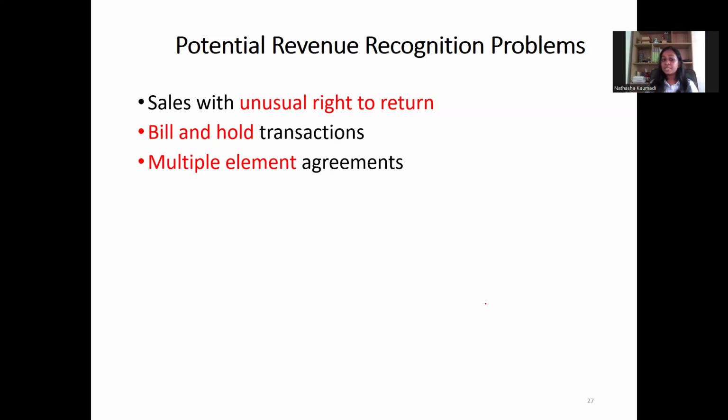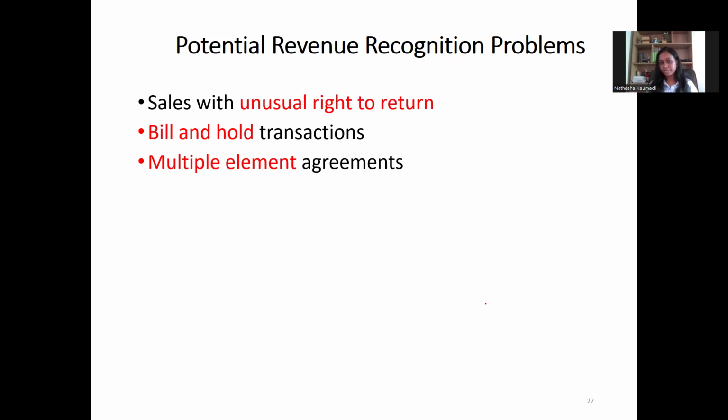But let's say there's an unusual right to return. Let's say we tell a customer, you can return the good within 30 days, even if there are no defects. That is an unusual right to return. So can you actually recognize the revenue before those 30 days pass? It's difficult, right? We don't know at which point the customer will return the good. So, potential revenue recognition problems. You have to be very careful when there are unusual return policies like that.